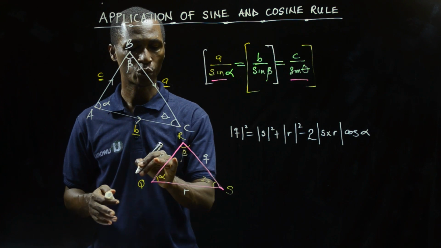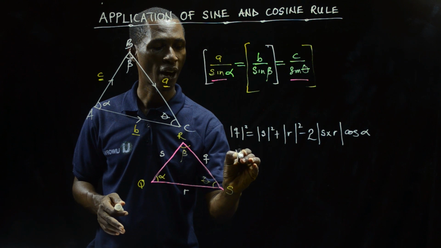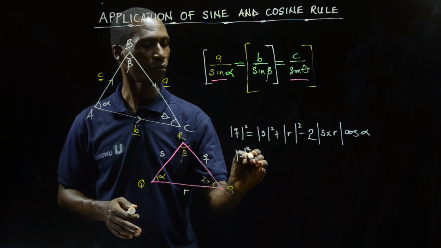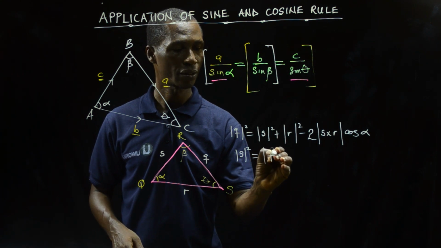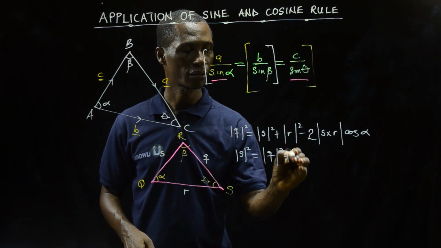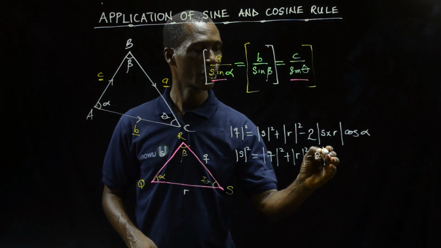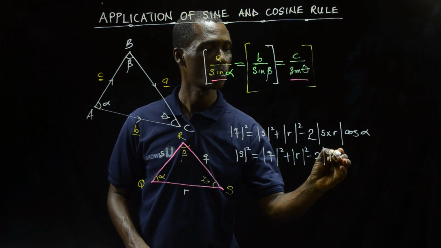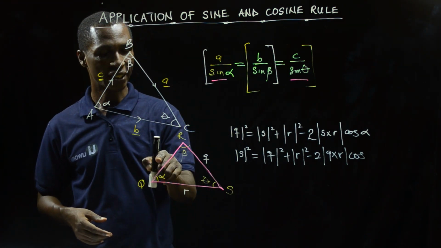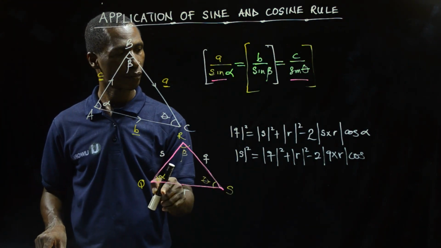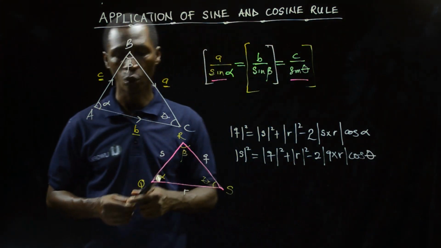If it is S I want to calculate, or the length of S I want to find, I indicate my magnitude of S squared must be equal to Q squared plus R squared minus twice QR cos. Okay, so when we are taking S, S is conforming with theta. So cos theta. That is why we call this one the cosine rule.